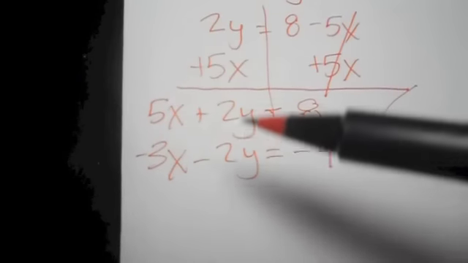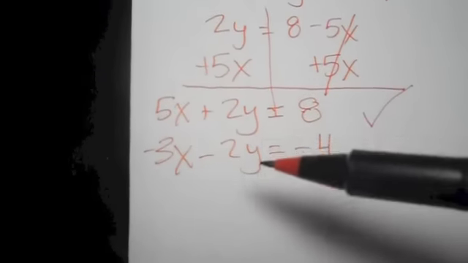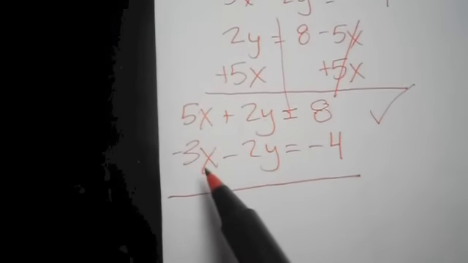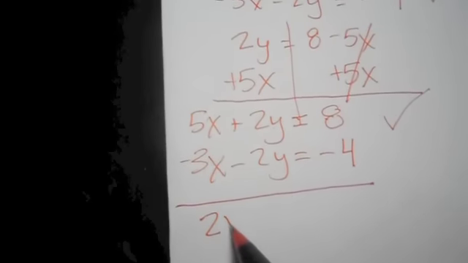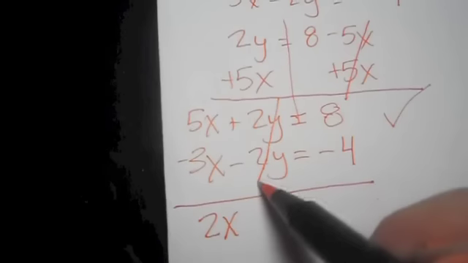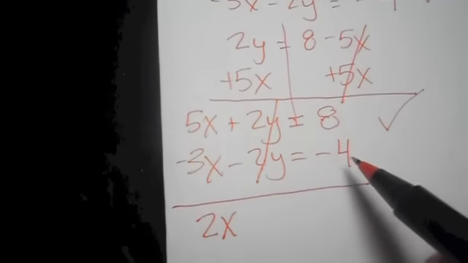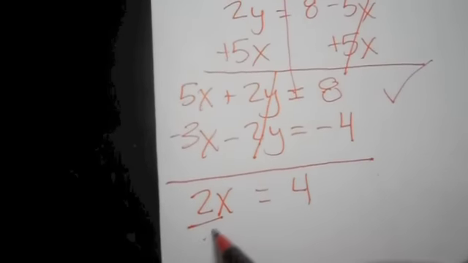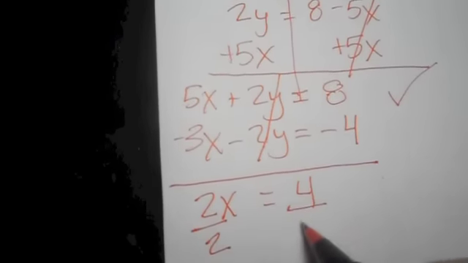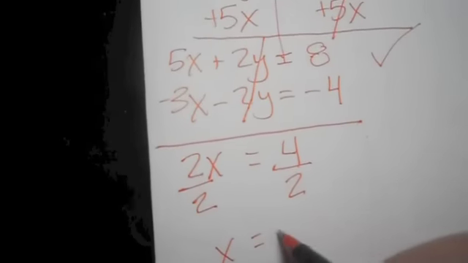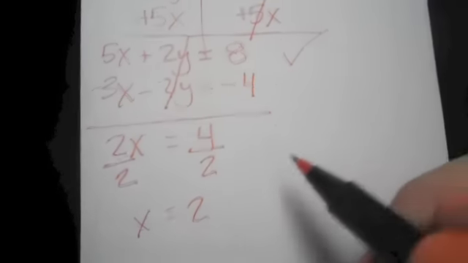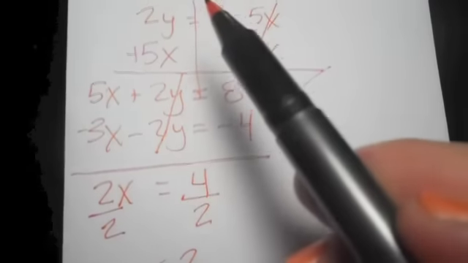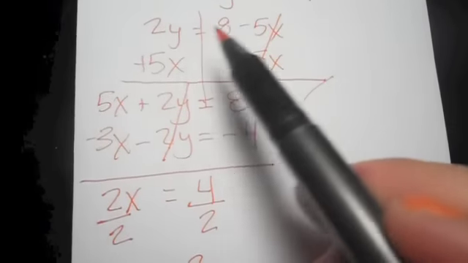And as you see, we already have that here with the y's. So we can just add straight down. 5x plus negative 3x is 2x. These will cancel. 8 plus negative 4 is just 4. Dividing both sides by 2 gives us x equals 2. Alright, having x equals 2, we can plug that into our equation here or our equation there.